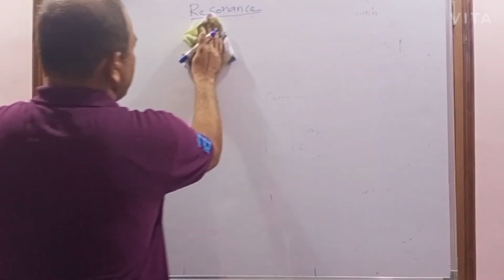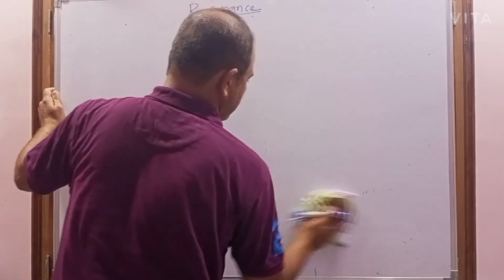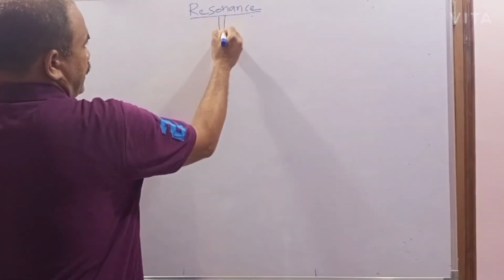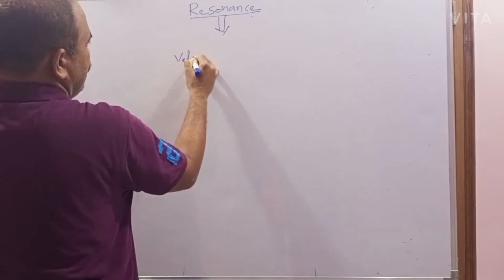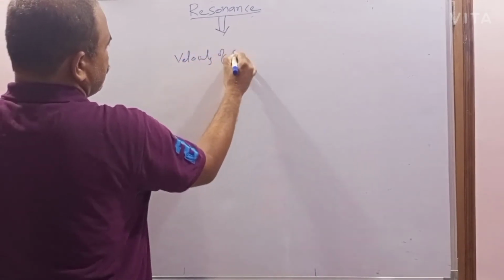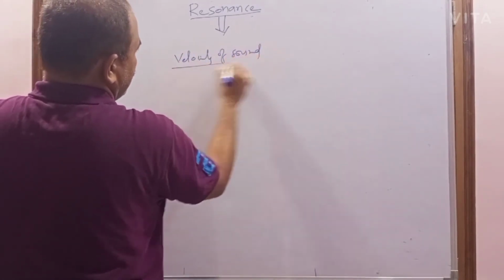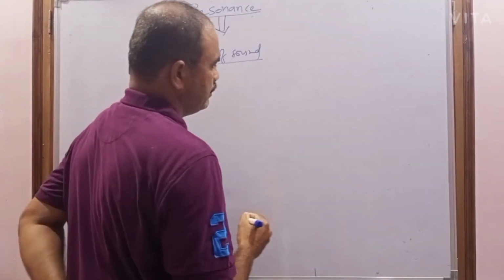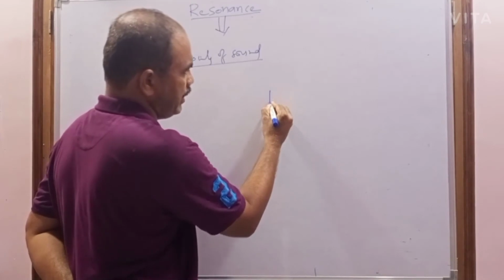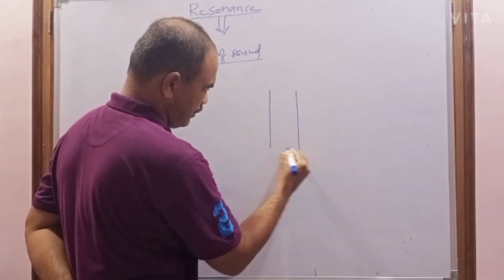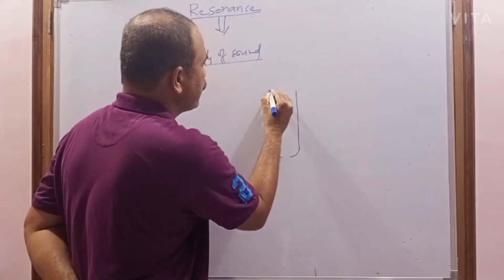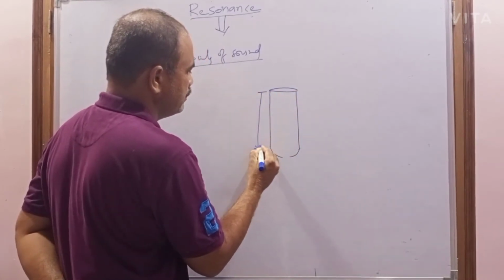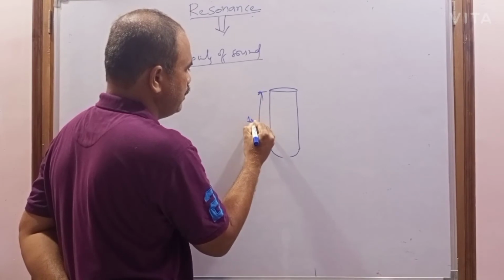Because of this resonance, we can also calculate the velocity of sound. With the help of resonance, we can calculate the velocity of sound. I am going to explain how we can find it. For that purpose, I am taking a closed cylindrical pipe of length 1 meter.